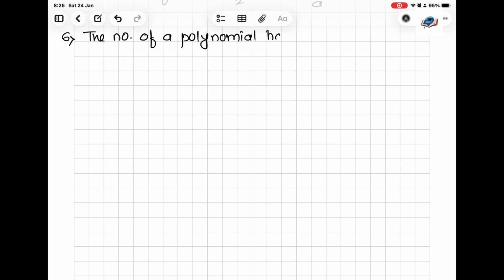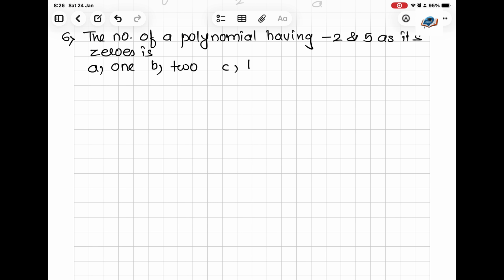Coming to the sixth question, it says the number of polynomials having minus 2 and 5 as its zeros is a 1, b 2, c 3 and d infinite or infinity.